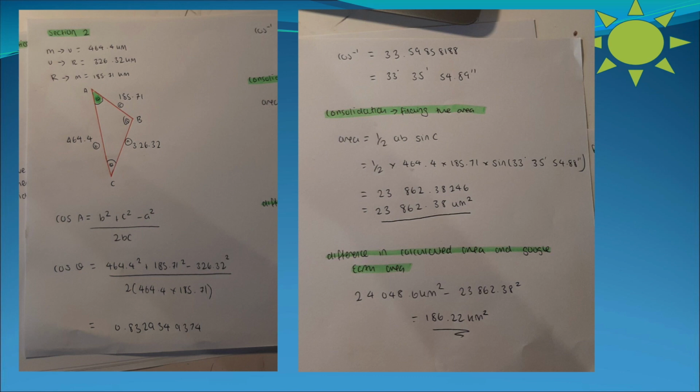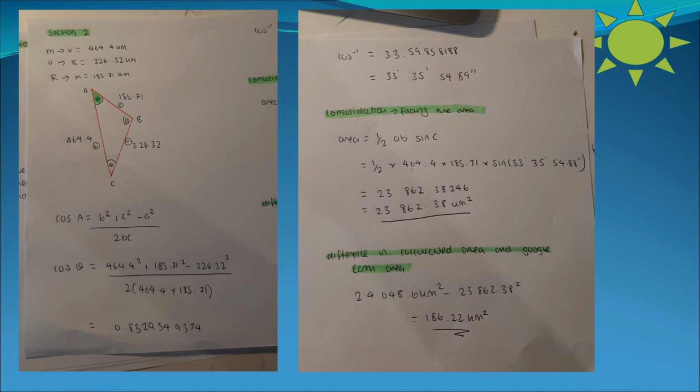And then I just did inverse cos to find the value that was the angle, and used the angle button to find the angle's degrees, minutes and seconds, which was 33 degrees, 35 minutes, and 54.89 seconds. With the area I just calculated, I used this to consolidate the area that was given to me using Google Earth calculations. So I just did half A, B, sin C, using the formula that is for finding the area of non-right angled triangles.